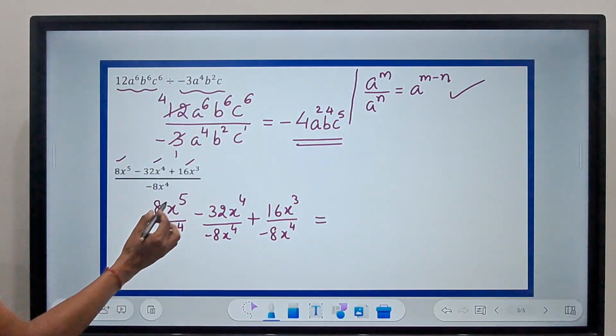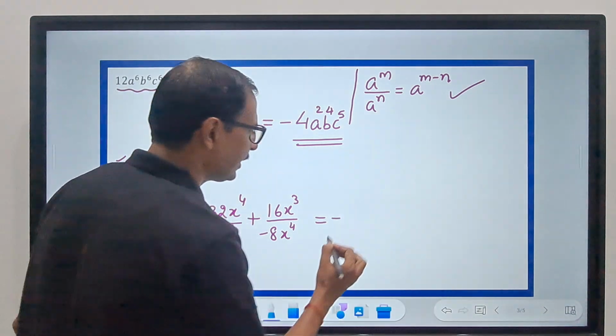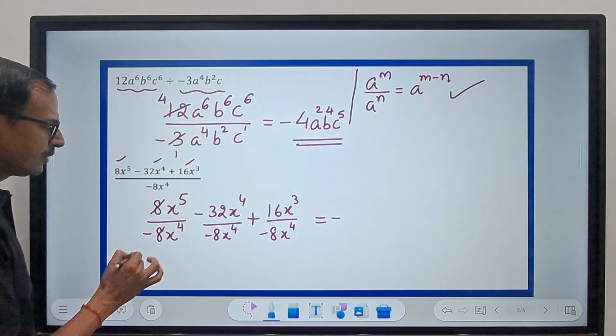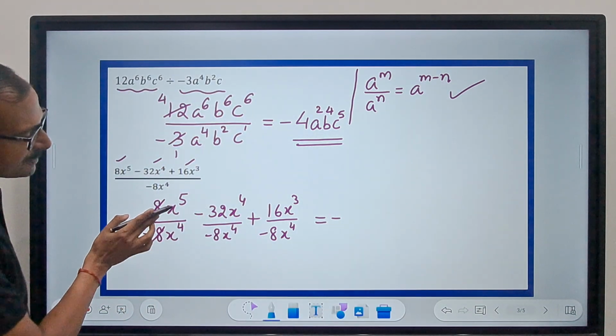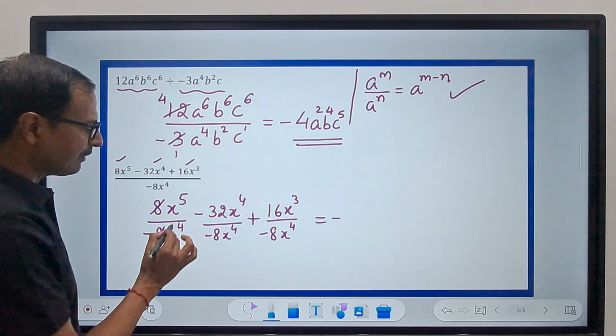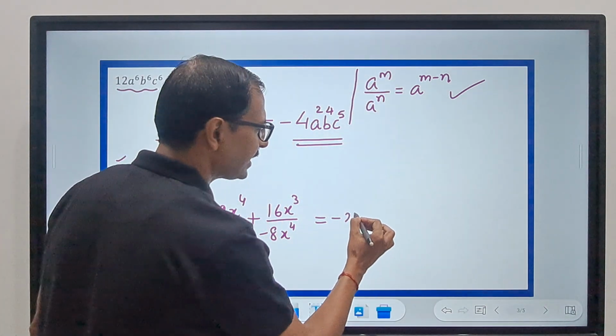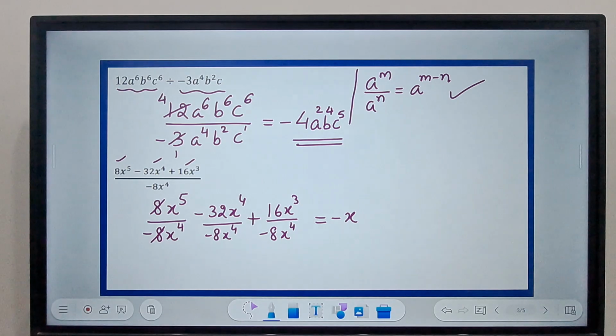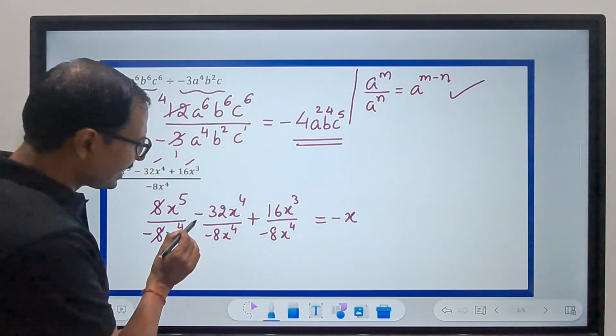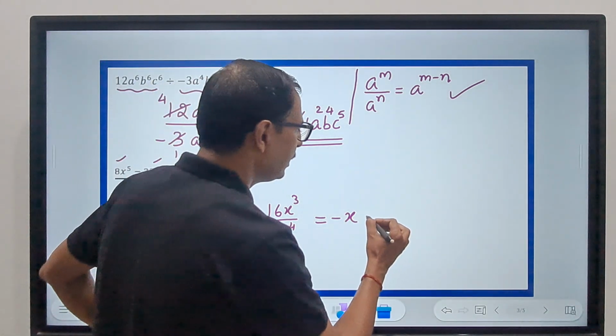For the first part, we have a negative sign. So negative 8 cancels out, and x power 5 upon x power 4, the same law, x power 1, right? So it is just x. I don't need to write power 1. Now minus and minus, 2 negatives make a positive.